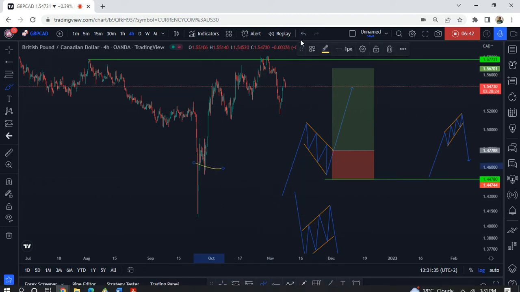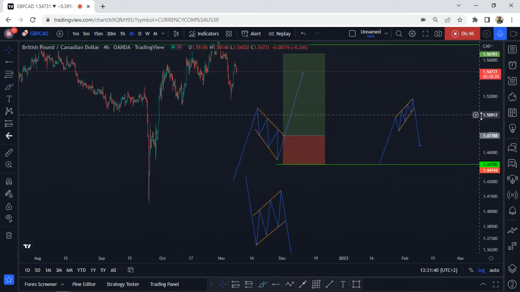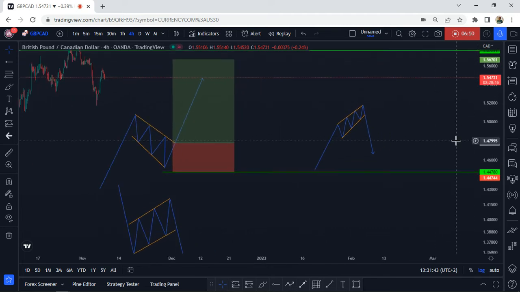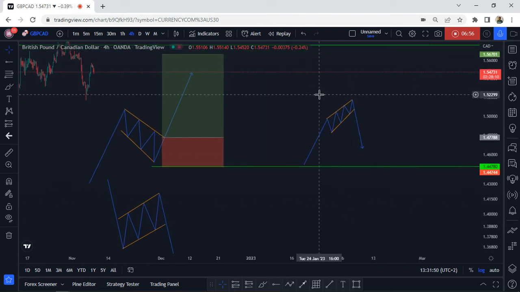Now I'm gonna talk about a reversal pattern. So what is a reversal pattern, guys? A reversal pattern is when the market signals a change in direction.